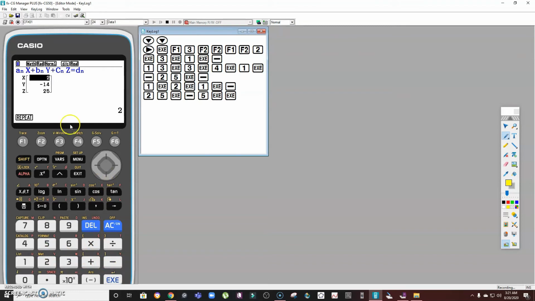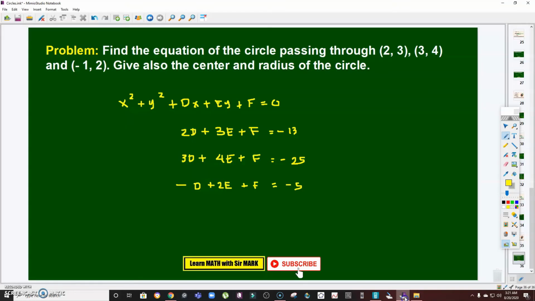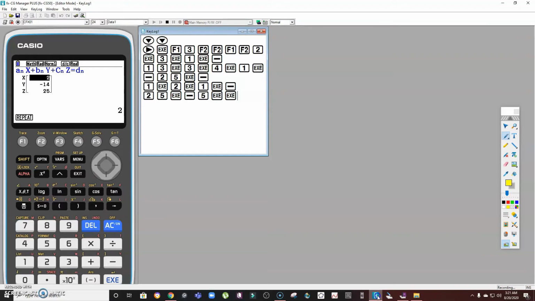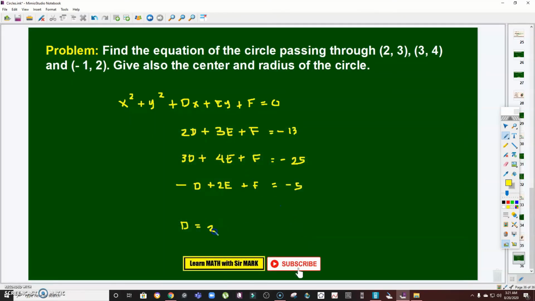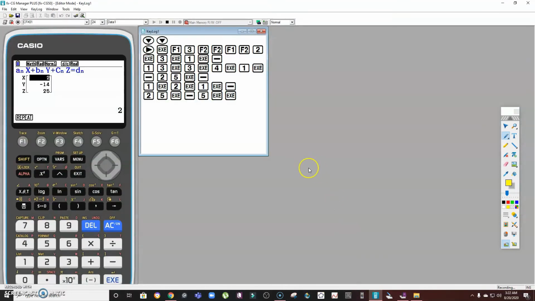So, this will be the value of x, y, z or d, e, f. The value of d is, sorry, 2. Then e is negative 14 while f is 25. Now I have d, e, and f. Actually, that will be the equation of the circle. But I want to show you something here.